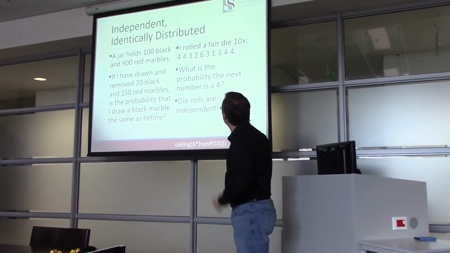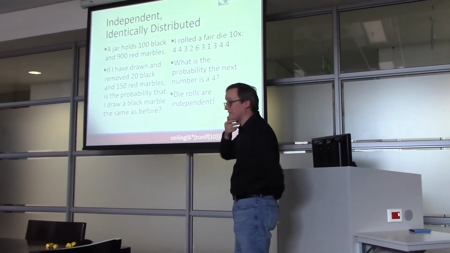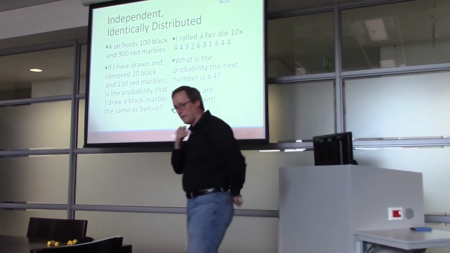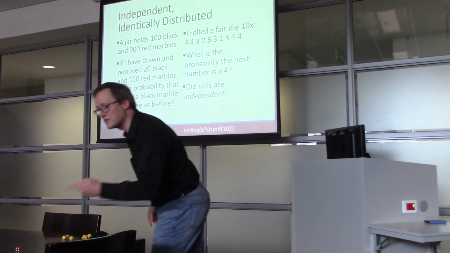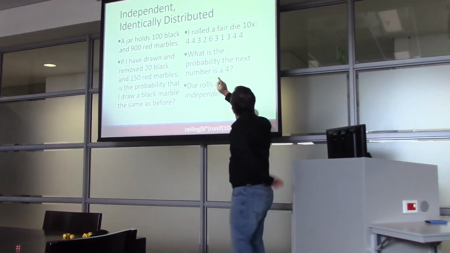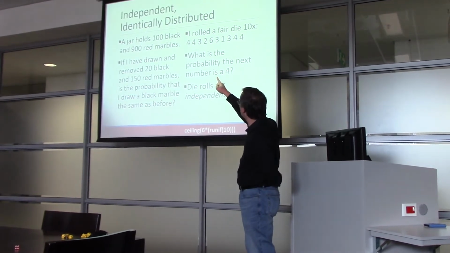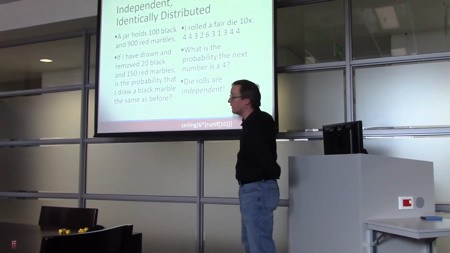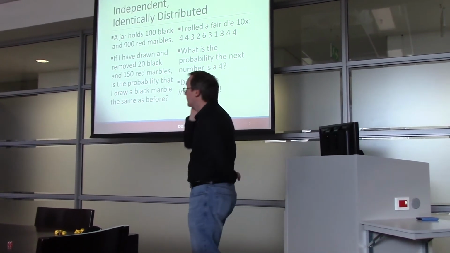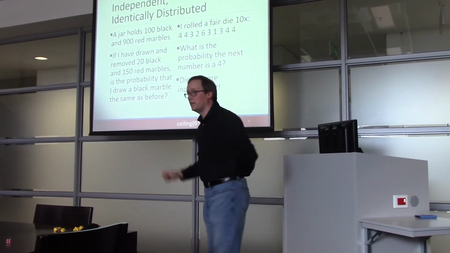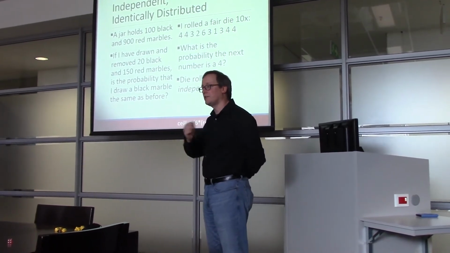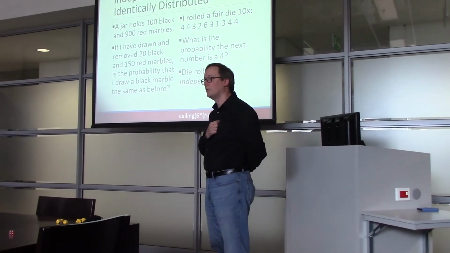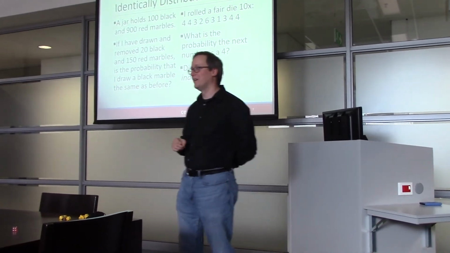All right, now imagine that I rolled a fair die 10 times, just one die. Like that. Oh, I rolled a 6. How about that? All right, now in my rolls, I had 4, 4, 3, 2, 6, 3, 1, 3, 4, 4. It's not a phone number, it's okay. So, what is the probability that the next number I roll is also a 4? 1 in 6. Very good.